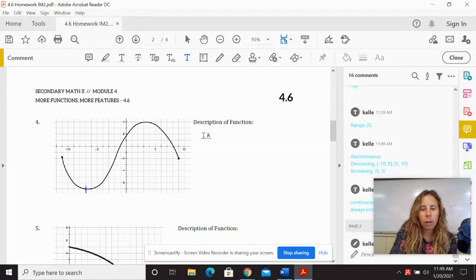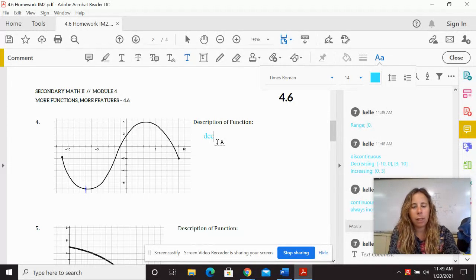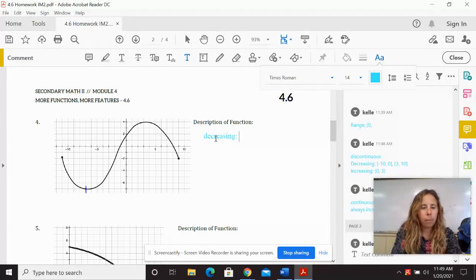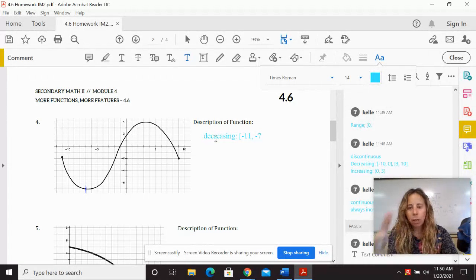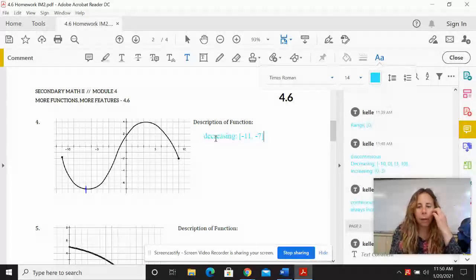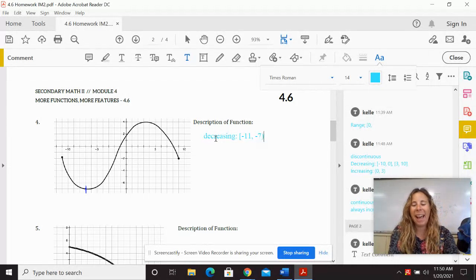Just so you're decreasing from x equals -11 to x equals -7. And then here's what you can choose, because it doesn't matter. You can either put a bracket there, or you can do a parenthesis. Okay, so let's just say I do a bracket. No, I'm going to do a parenthesis. So it's decreasing from x equals -11 to x equals -7.